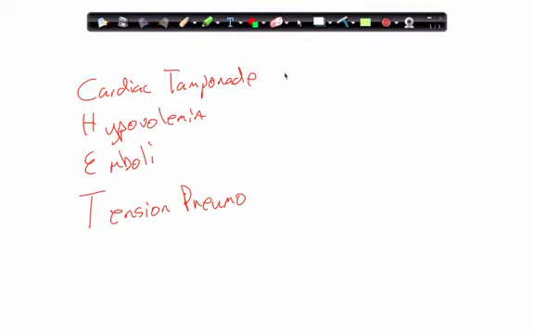So cardiac, all of these are mechanical causes. Cardiac tamponade, hypovolemia, embolism, and tension pneumothorax. Please go over the algorithm slides and videos, and they'll explain this in detail.